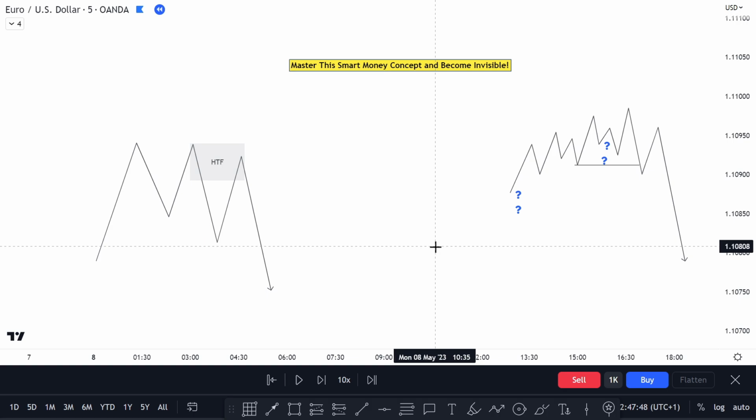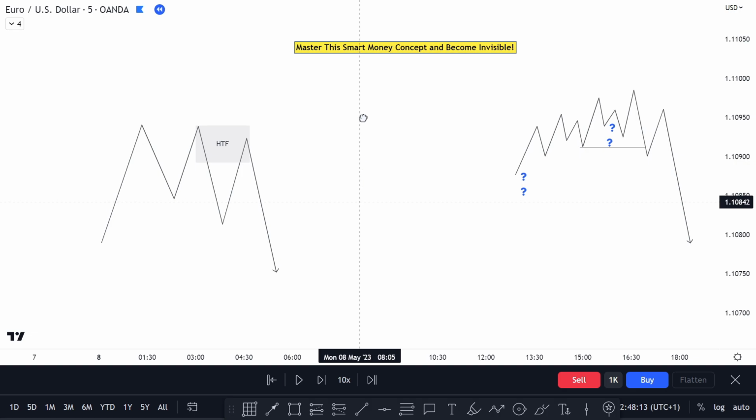smart money concept. So firstly, let's talk about what smart money is. Smart money actually refers to the big players in the market, such as institutional investors and professional traders who have access to more information and resources than the average retail trader. By understanding and following their moves, you can increase your chances of success in the forex market.